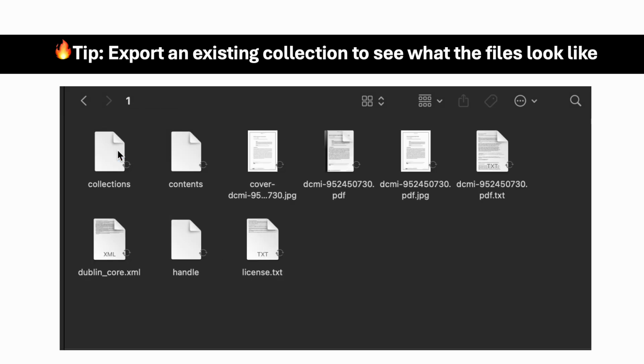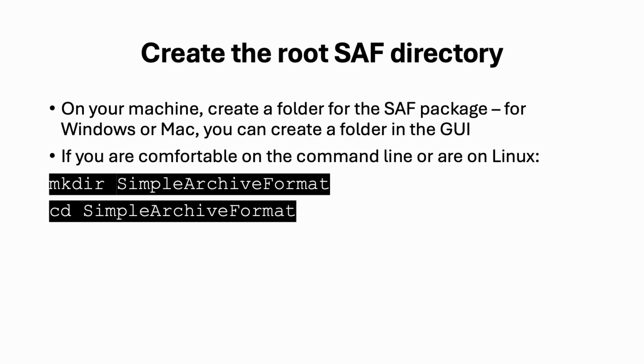Using the Dublin Core XML file as a template for creating the metadata XML for your items is a good idea. Now let's start building our SAF structure. First, we'll create the root SAF directory. You can create a folder like you normally would on your Mac or Windows machine and click into the directory. If you are on Linux or using the command line, run the mkdir command to create the simple archive format directory and cd into that directory.